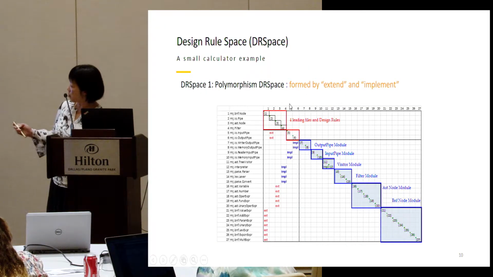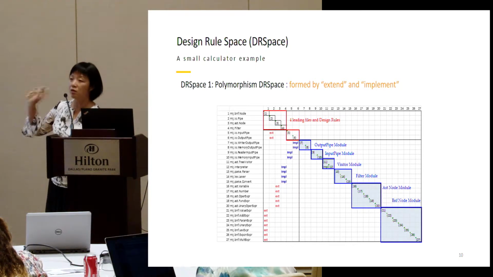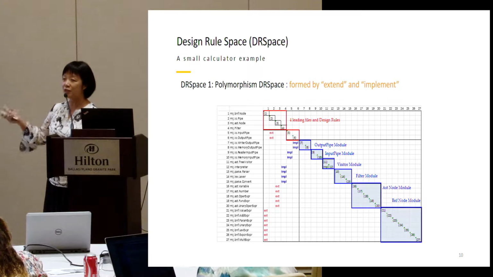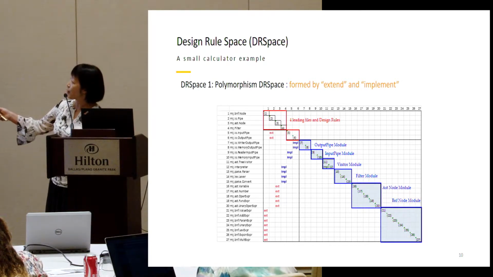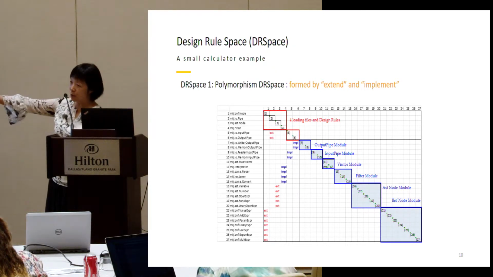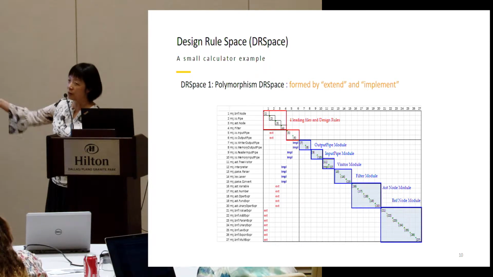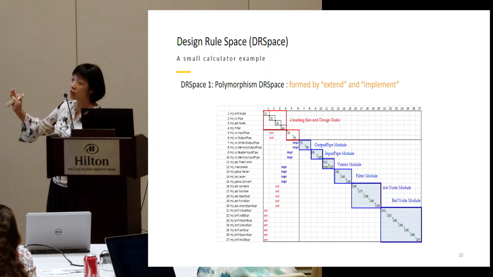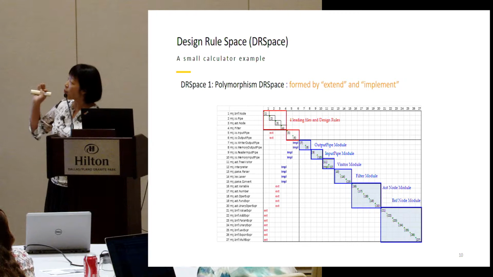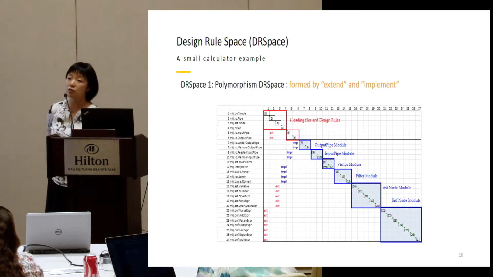And these independent modules, so the blue boxes along the diagonal are independent modules because they don't depend on each other. And the red blocks on the top, we call those design rule modules because they influence other parts of the system.